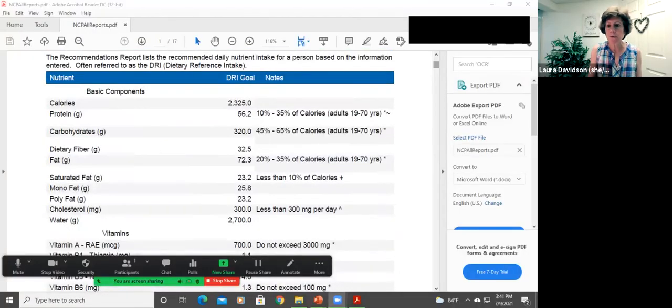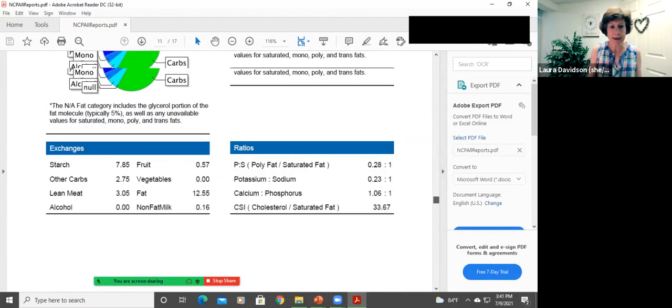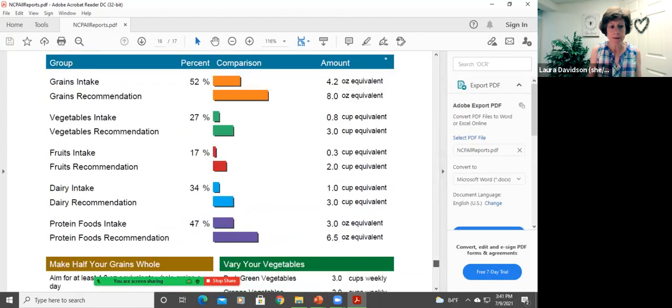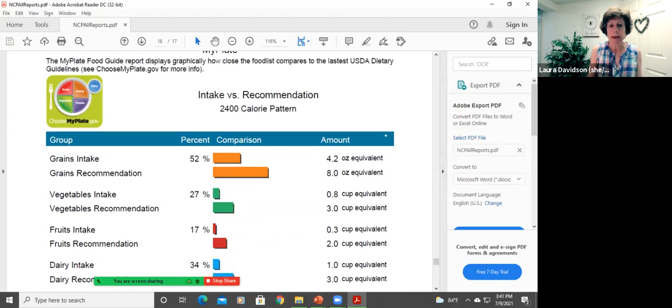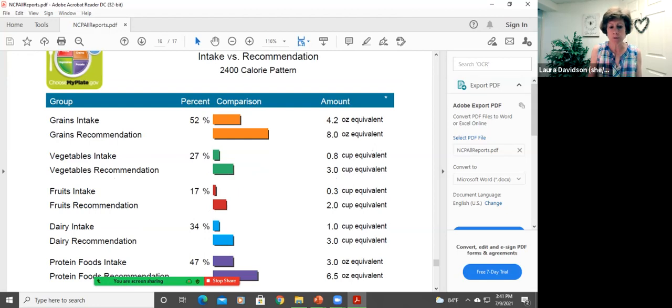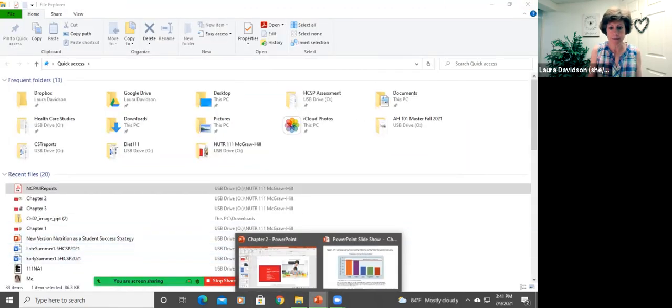Share screen. Got it. So for your first Nutrition Applied assignment, you're actually going to be looking at the My Plate report. The My Plate report is going to take your intake and compare it to your recommendation. So you'll be able to see where you fall with regards to each of these food groups. Okay. All right.